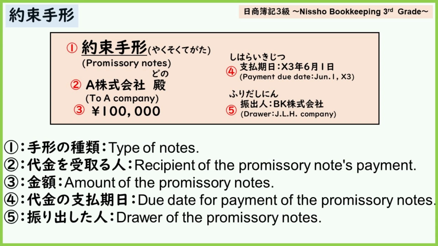The recipient of the promissory note can take it to the bank to receive the funds. Similar to a promissory note is a check. When you take a check to the bank, the funds are deposited immediately, but with a promissory note, the funds aren't deposited until the payment due date arrives. A promissory note allows for setting a payment due date 2 to 3 months from the date of issuance. Now, let's examine the journal entry.